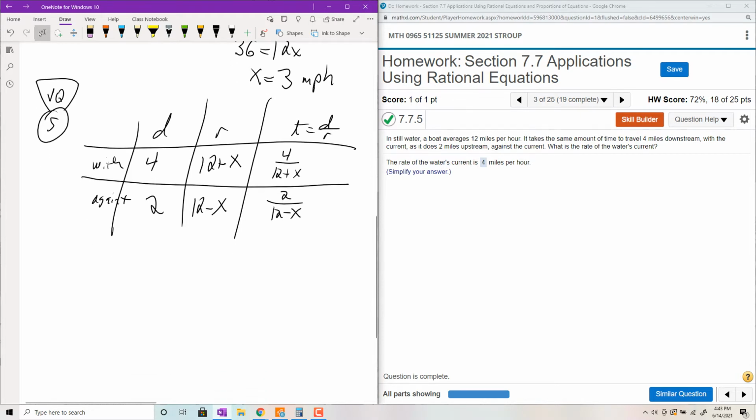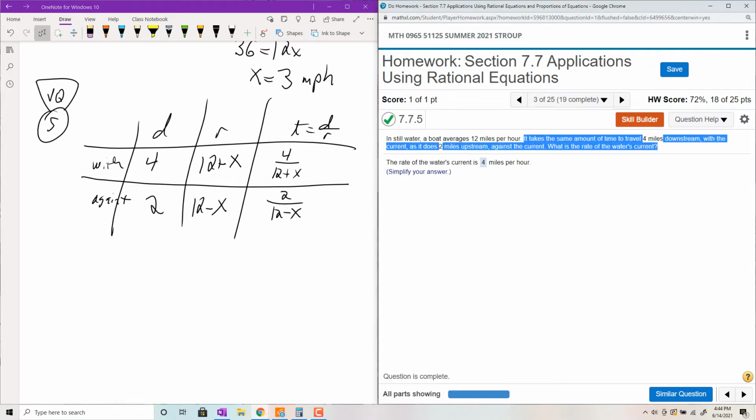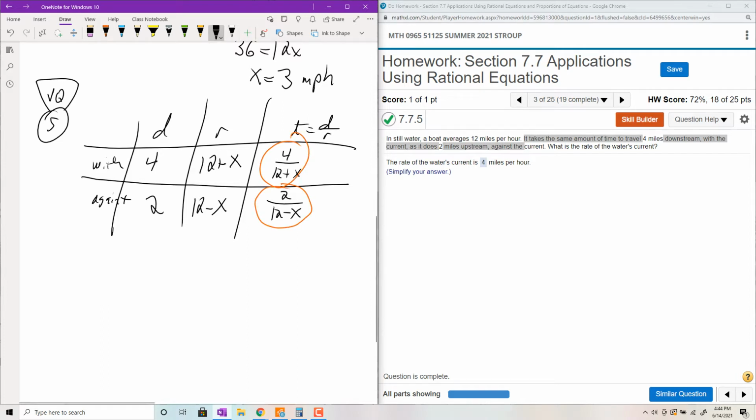Then go back to the question to form your equation. It's the second sentence here. It says it takes the same amount of time. That word same means equal. The same amount of time to travel 4 miles downstream with the current as it does 2 miles upstream against the current. So again, the same sort of problem. This thing here is going to equal this thing here.